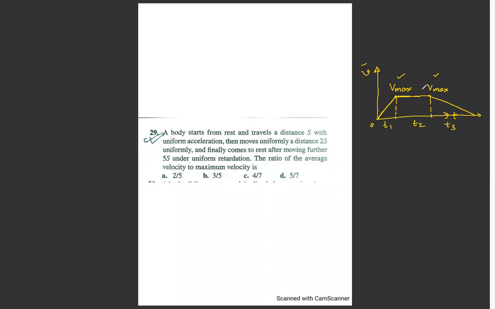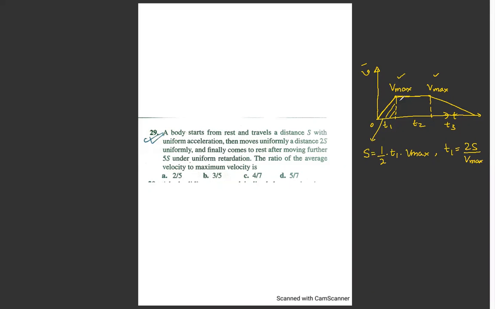So what are the things given? We know that the area under a v-t graph represents the displacement. So I'm going to break it into three parts. For the first part, the distance covered is equal to s. Here there is no chance of the body returning in the opposite direction, so we can directly write half base into height. Base is t1, height is Vmax. So t1 is equal to 2s divided by Vmax. This is my first equation.